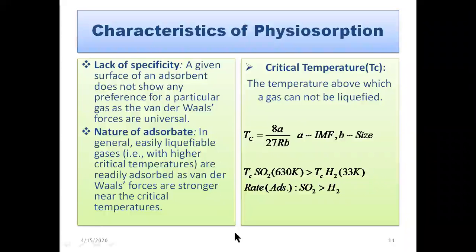Now let's have a look at the examples. Generally, in the NEET exam, they will give the critical temperature data. They will give critical temperatures of two gases or more than two. Here I have given two gases. The critical temperature of sulfur dioxide is given as 630 Kelvin, and the critical temperature of hydrogen gas is given as 33 Kelvin. Which will be easily adsorbed? The problem is very easy. Since sulfur dioxide has a high critical temperature, we can say it can be easily liquefied. Obviously, it can be easily adsorbed. Therefore, the rate of adsorption will be SO2 greater than H2.